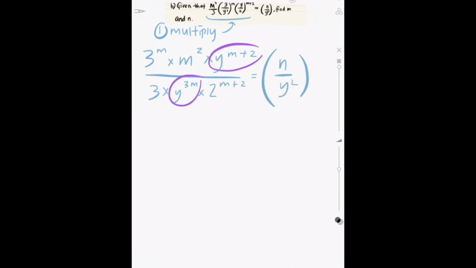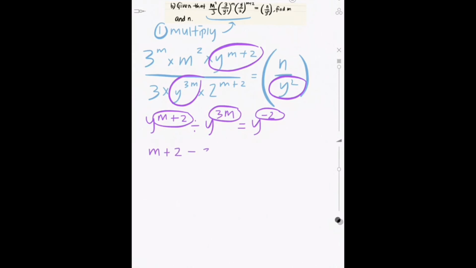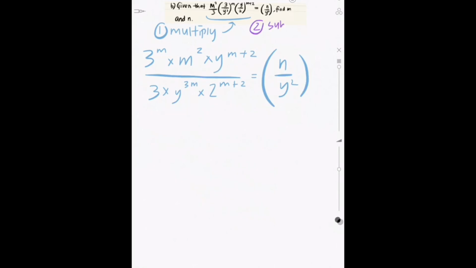Now we identify all the y's and we put them into an equation. So it will be y to the power of m plus 2 divided by y to the power of 3m equals y to the power of negative 2. Since the bases are all the same, we only calculate the exponential value, which is the power. So it will be m plus 2 minus 3m equals negative 2. Negative 2m plus 2 equals negative 2. Negative 2m will be negative 2 minus 2, negative 4. So m equals negative 4 divided by negative 2. m equals 2.